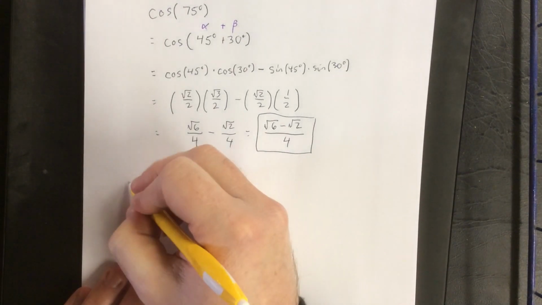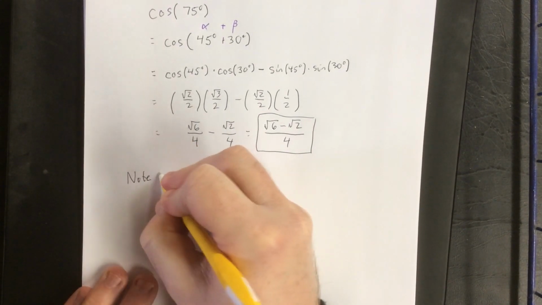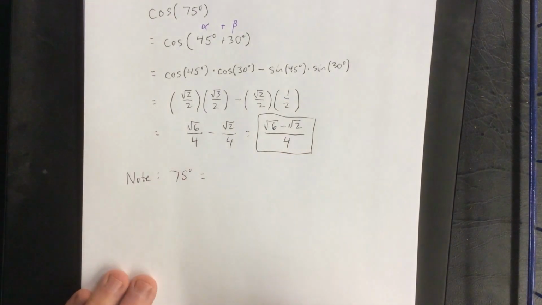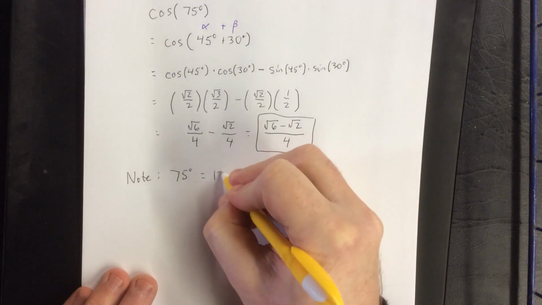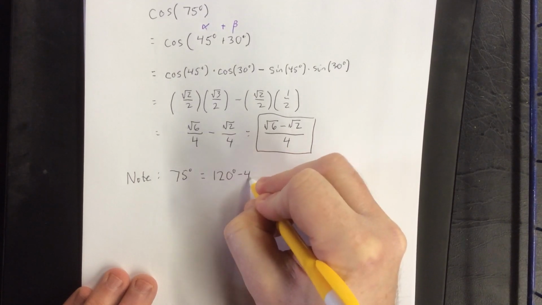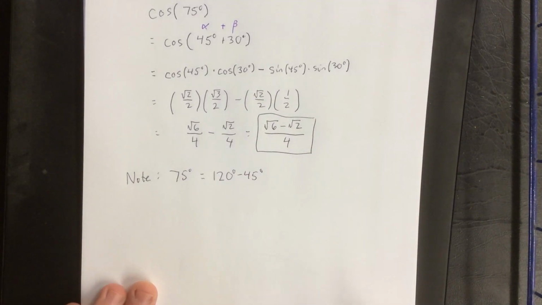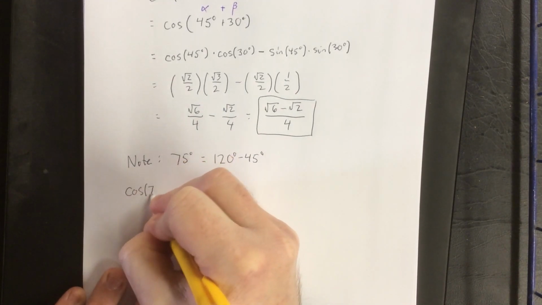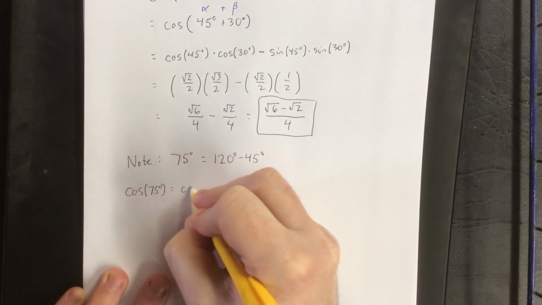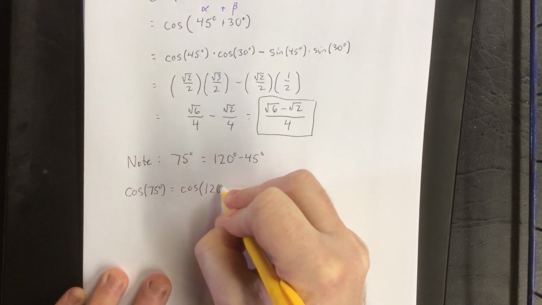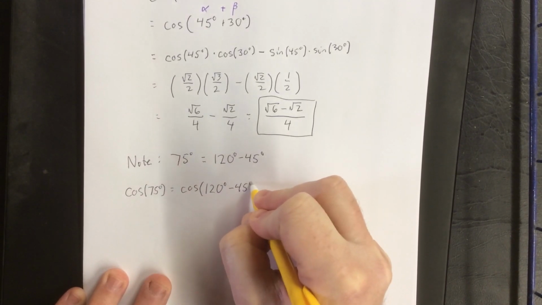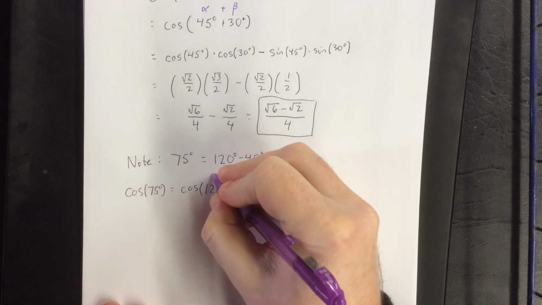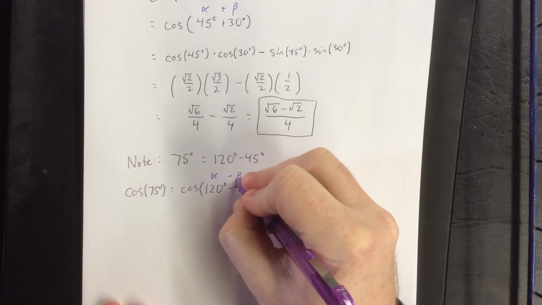However, this isn't the only way that we can express 75 degrees as a sum or difference of angles. So let's say, for the sake of argument, that somebody else tries this with 120 degrees minus 45 degrees. Let's see if we get the same result. So in this regard, the cosine of 75 degrees is expressible as the cosine of 120 degrees minus 45 degrees. Which means that this is now taking the form alpha minus beta.